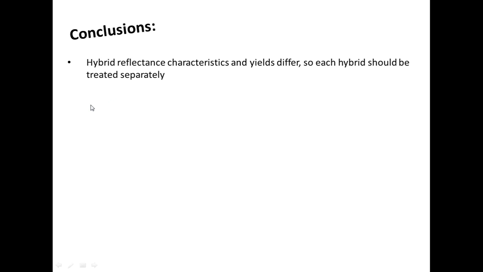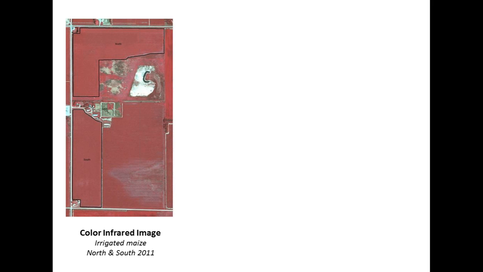So for some conclusions, I've got a couple examples here too, but you want to be really careful about different hybrids and different planting dates when it comes to using the imagery within the same field. This example is from western Nebraska. It's irrigated maize, and it identifies a south field and a north field.